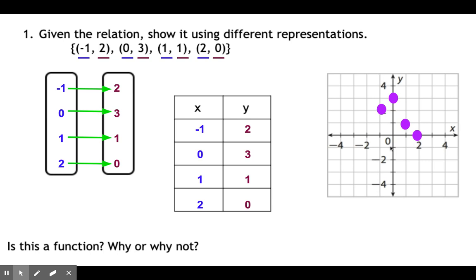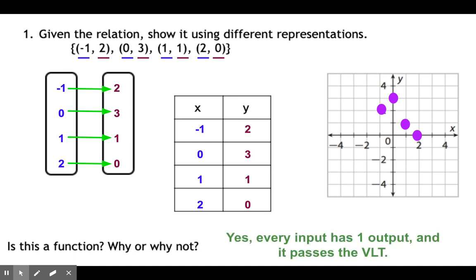If I were to draw vertical lines here, it would pass the vertical line test. Therefore, is it a function? Why or why not? We say, yes, it is a function. Every input has one output, and it passes the vertical line test.